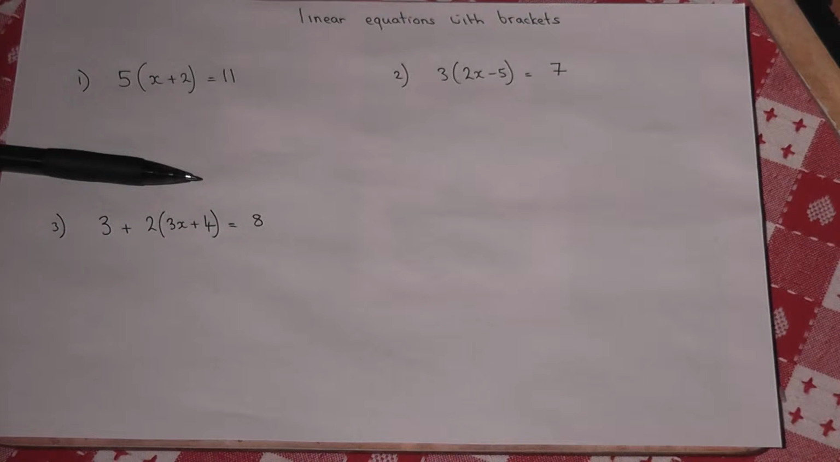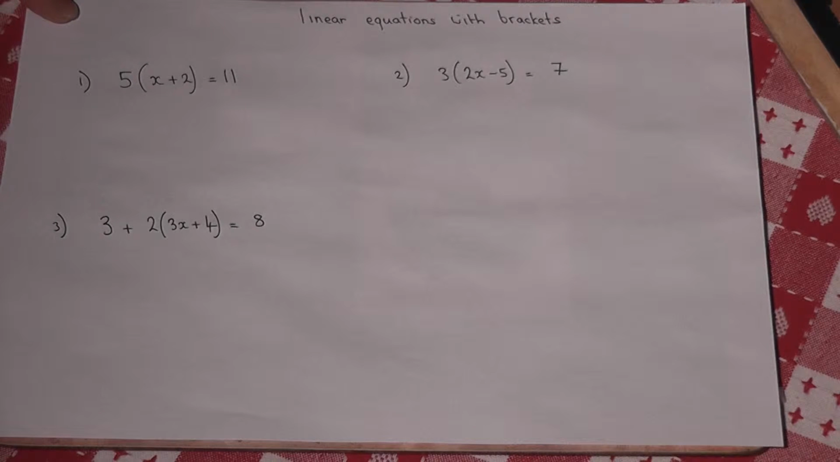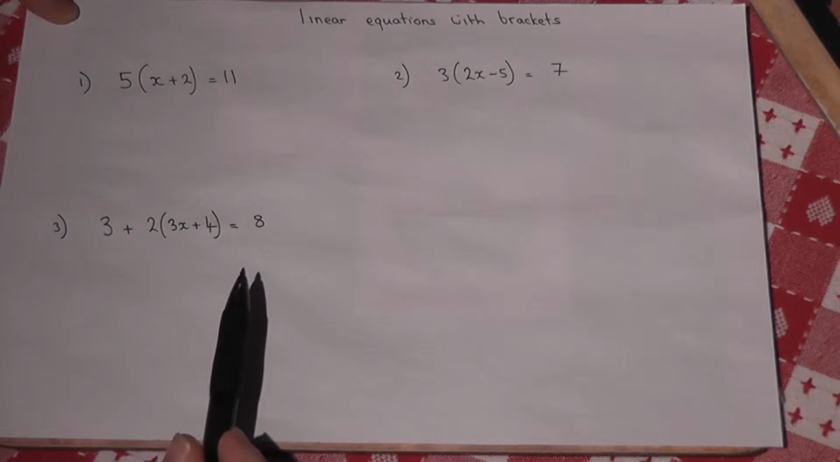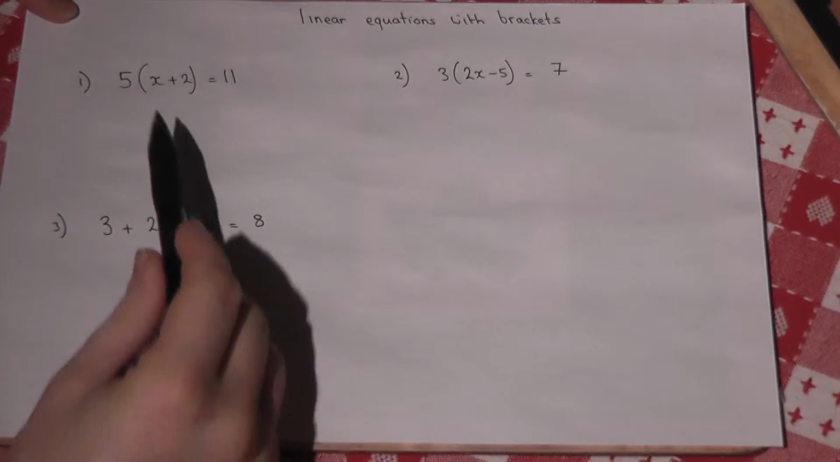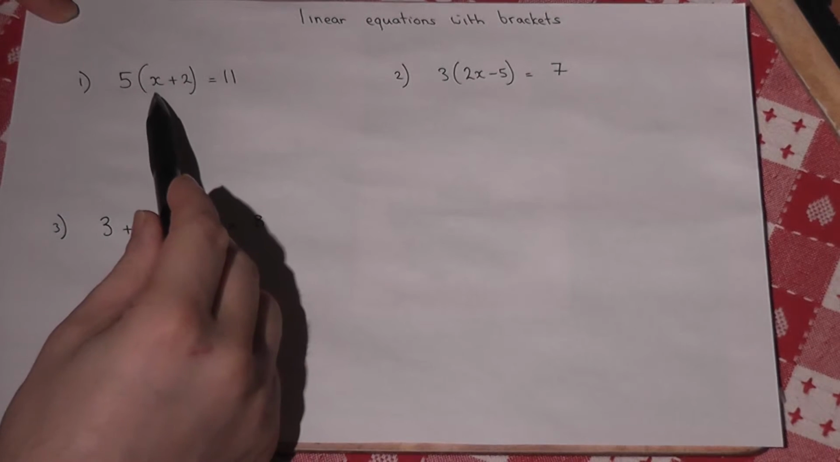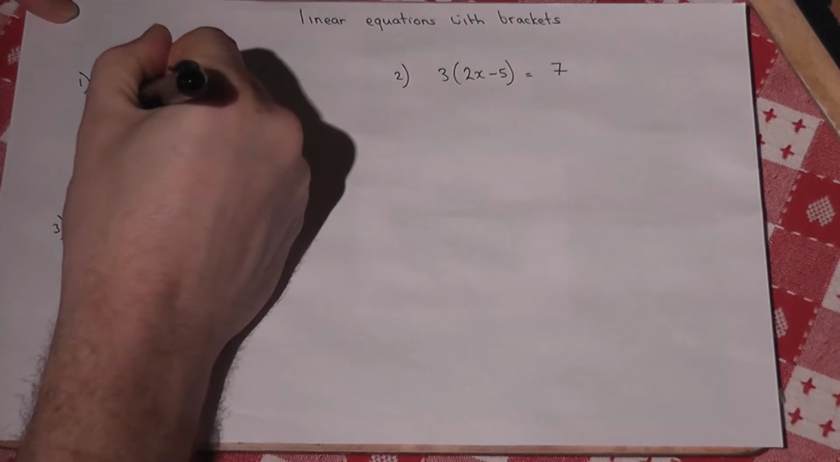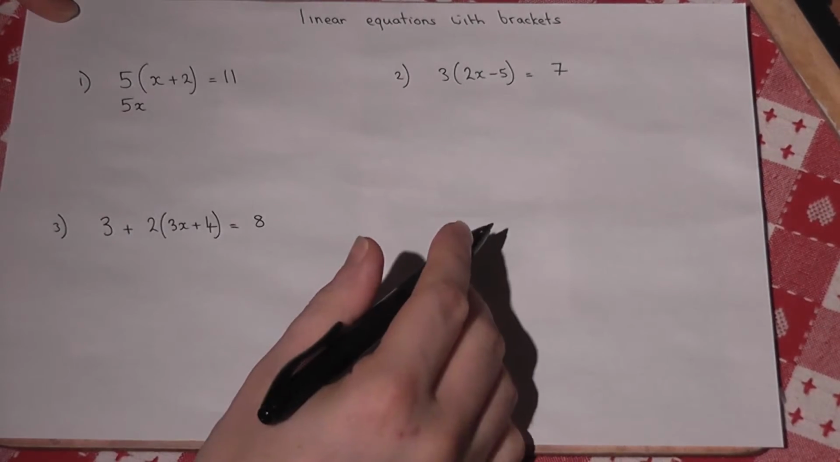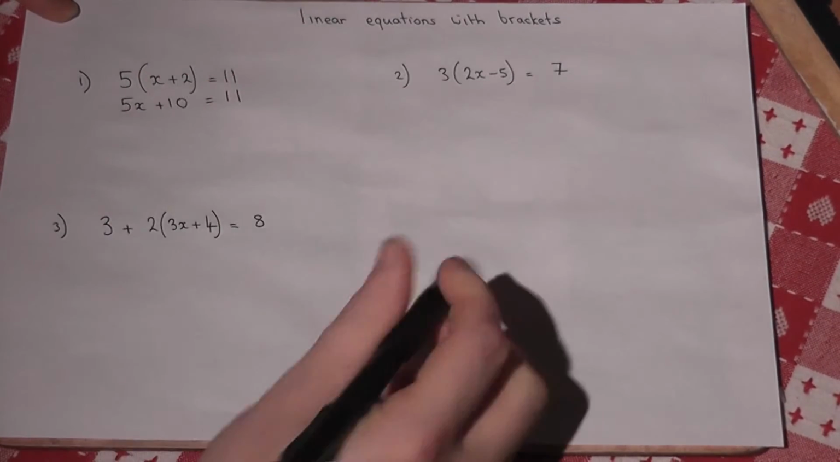The general rule when we have equations with brackets is to nearly always expand the bracket first, though there are the occasional exception. But in these ones we'll expand the brackets first. So 5 bracket x plus 2 just means times the bracket by 5. So 5 times x is 5x, and 5 times 2 is 10. And this just equals 11.